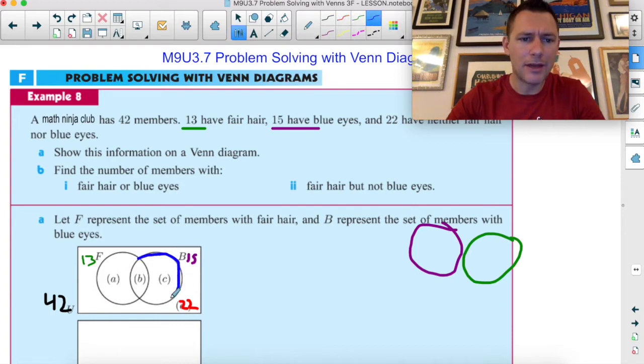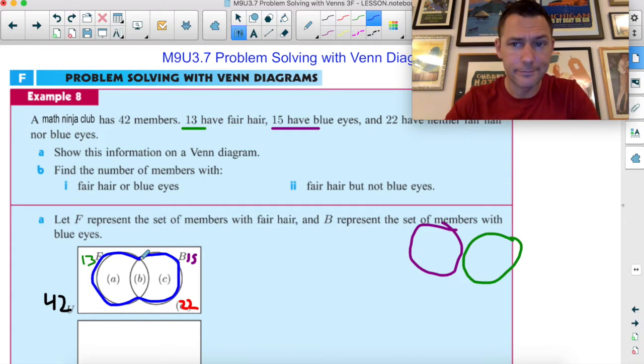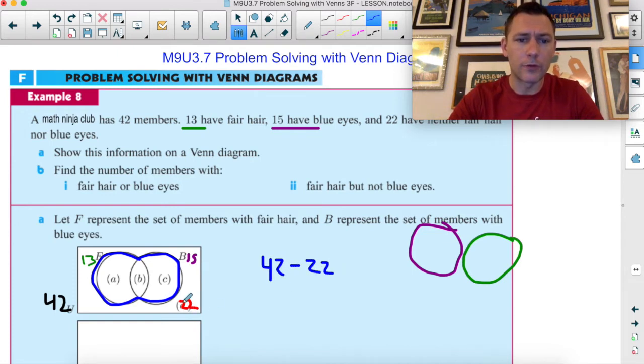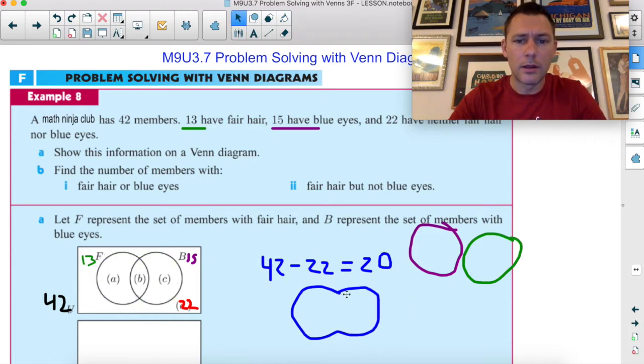then how many do you think are going to have to be in here? It's the rest, right? There's 42 people in the Math Ninja Club. 22 of them don't fit either of these descriptions. So what's left over is what's inside. And so if you say 42 minus the 22, those who are not this or both, the leftovers is 20. That means that in this blue double circle have to be 20.